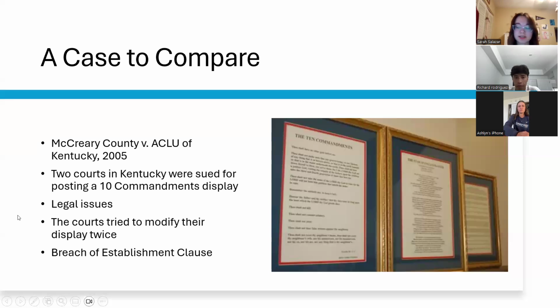So we chose an additional case to compare with Stone versus Graham. The case that we chose is McCreary County versus ACLU of Kentucky, and this case was from 2005. Some of the important facts of this case were that the American Civil Liberties Union, which is a civil rights activist group dedicated to helping protect the rights of American citizens all across the country, sued McCreary County in Alabama after they saw that two Kentucky counties had posted a display of the Ten Commandments in their courthouses.